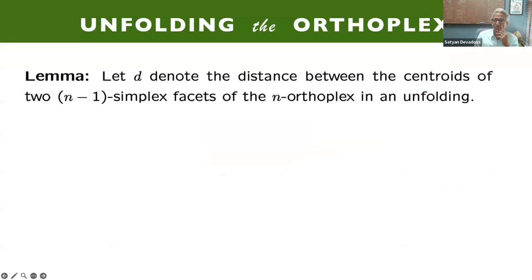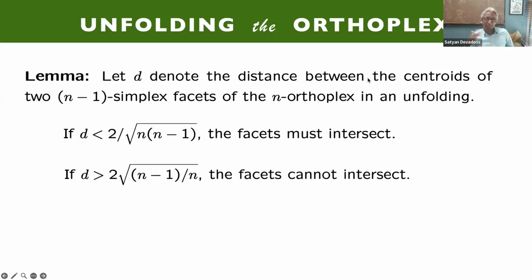And then here's the lemma. We have to be a little careful, but let D denote the distance between the centroids of two n-1 simplicial facets of the orthoplex in an unfolding. So imagine I'm looking at almost worst case scenarios. Think about these centroids, think about the unfoldings. And then if D is less than this number, the facets must intersect. And if D is bigger than this, the facets cannot intersect.